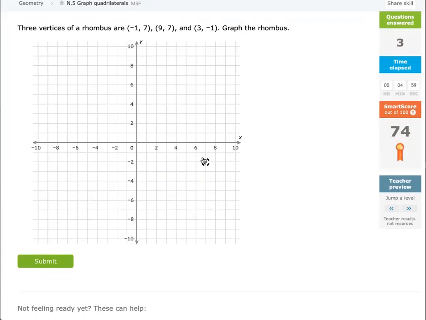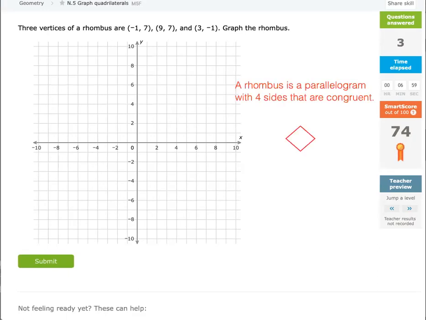Rhombus, okay. So connecting my points again. All right, so I just add the picture here. So you can see the rhombus is a parallelogram with 4 sides that are congruent. So it looks something like that. Okay, so let's try this one right here. So we have -1. So over to the left 1 and then up 7. I'm going to plot that point. And my next point is going to be over 9, up 7. And then the last one they give us is going to be 3. So I'm over 3 to the right and then down 1 for -1.